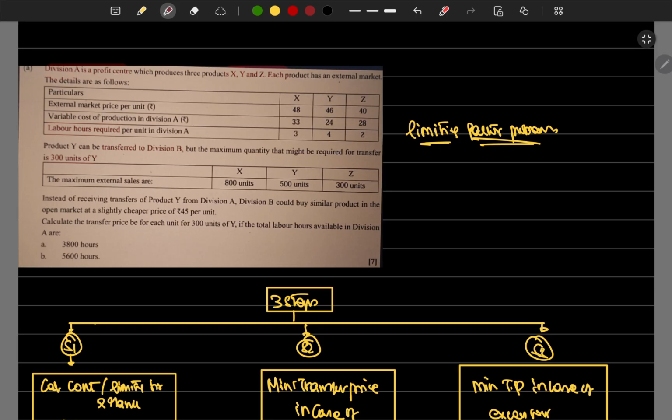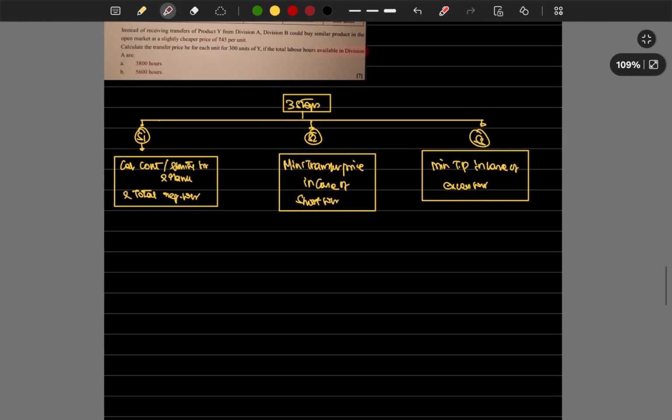And instead of receiving transfers of product Y from division A, B could also buy a similar product in the market at a slightly cheaper price of rupees 45 per unit. Okay, calculate the transfer price for each unit if the total labor hours available in the division are 3,800 or 5,600. Two cases they have given. What if we have only 3,800 hours of limiting factor, and what if we have more than the required level, which is 5,600 hours in the production level. Okay, that we'll find out quickly.